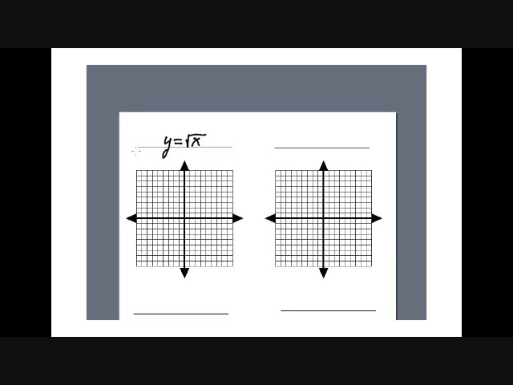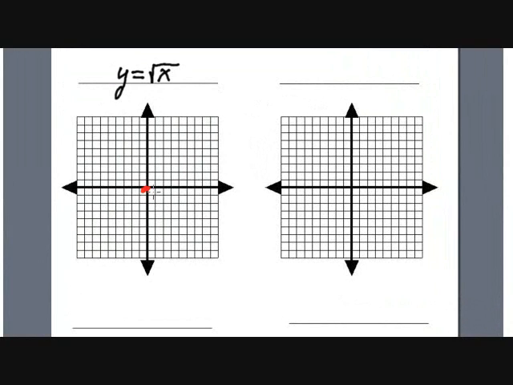The typical point of the square root is again 0, 0. Is 1, 1, because square root of 1 is 1, and 4, 2, because the square root of 4 is 2. Okay, let me draw approximately my curve.